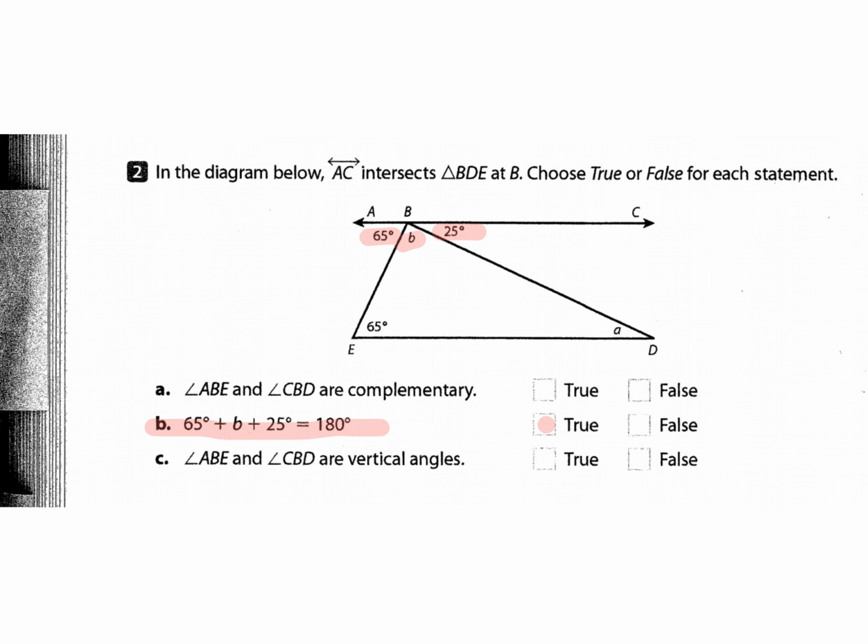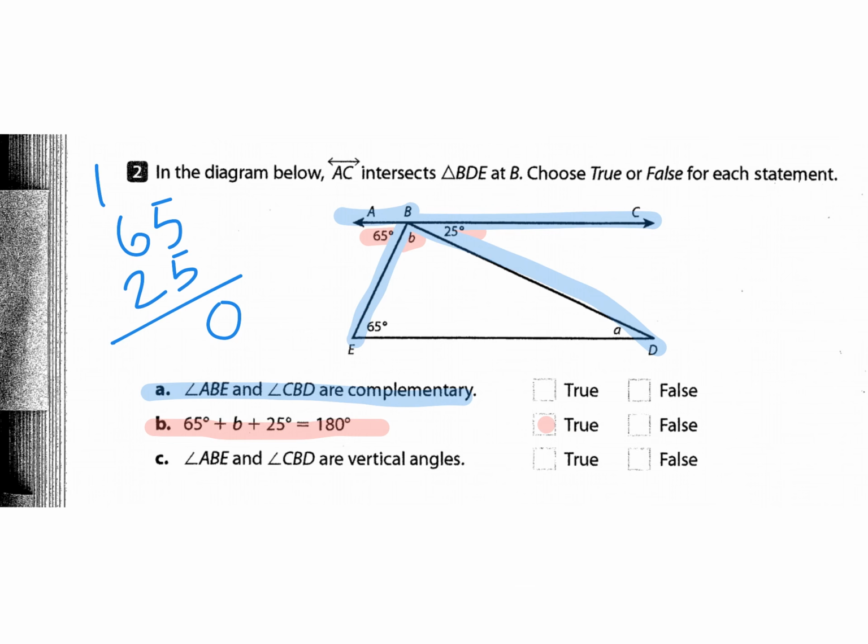Letter A says that angle ABE and angle CBD are complementary. Complementary meaning that they equal 90 degrees. So 65 plus 25 gives us 90 degrees. So that one is also true.